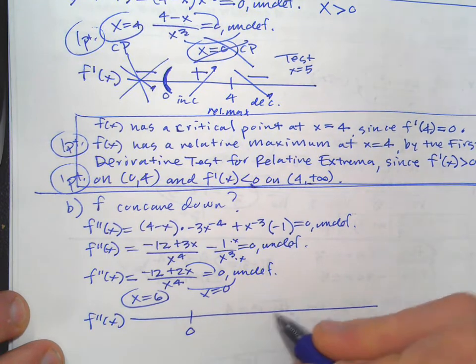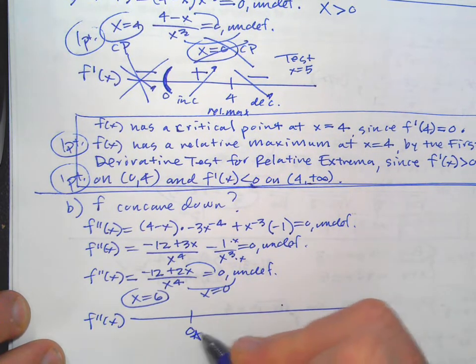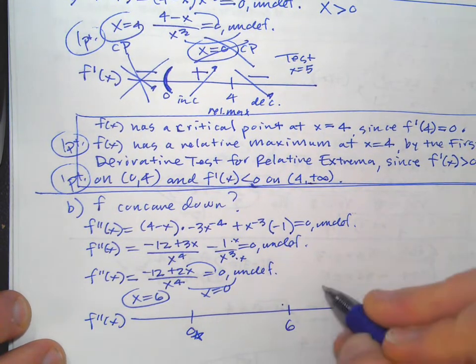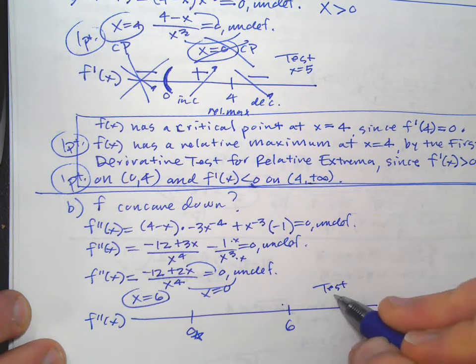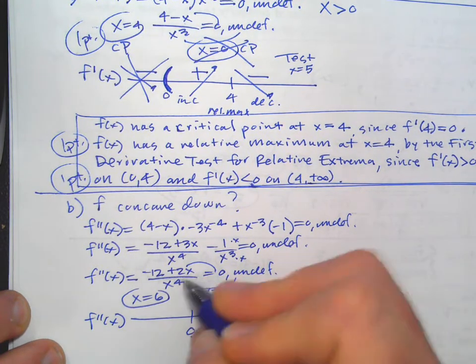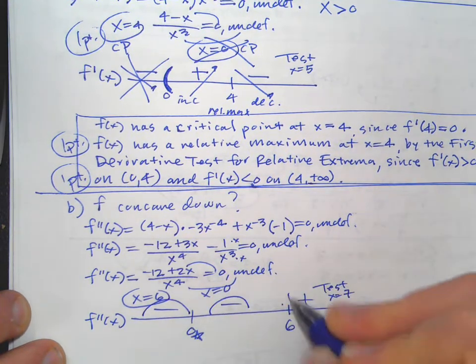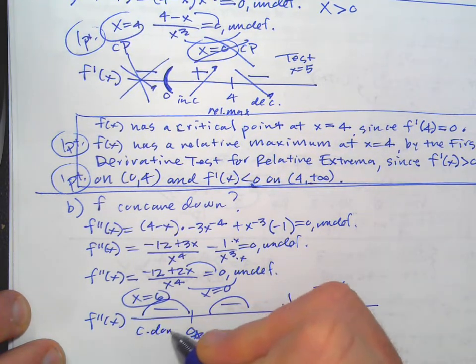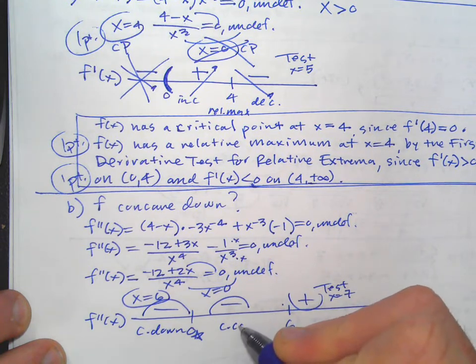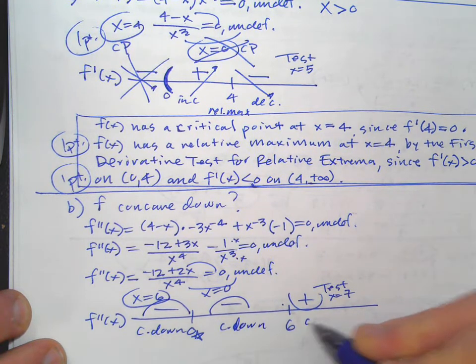I put 0 on there, and that's a bounce issue. And then I got 6. I'm going to test the value x equals 7. It's going to be positive, negative, negative. Concave down, concave down, concave up.